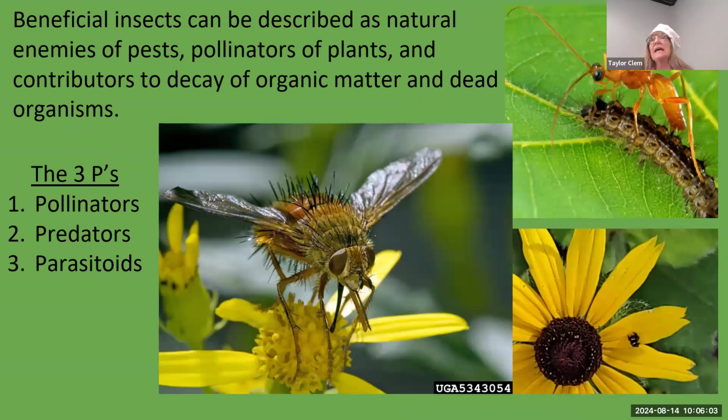A beneficial insect can be described as natural enemies of pests, pollinators of plants, and contributors to decay of organic material and dead organisms. They are the hoovers of the ground, little sweepers that just suck up this stuff and take care of it. I have the 3 P's here: pollinators, predators, and parasitoids.